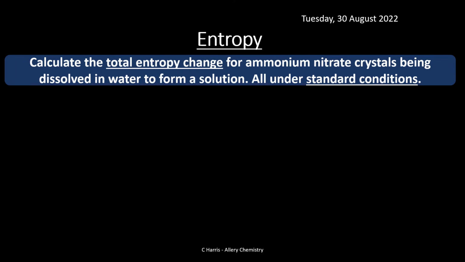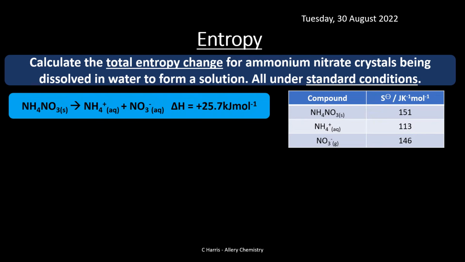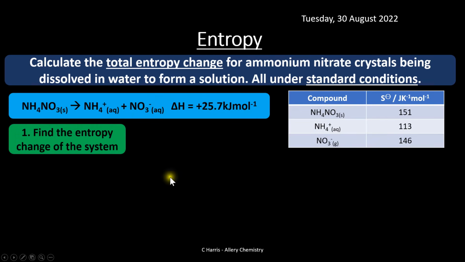So let's have a look at an example and calculate the total entropy change for ammonium nitrate crystals being dissolved in water to form a solution under standard conditions. We're going to use the equations that we've seen before. So there's our reaction: ammonium nitrate forms ammonium ions in aqueous solution and nitrate ions. The enthalpy change is plus 25.7 kilojoules per mole, as you can see there.